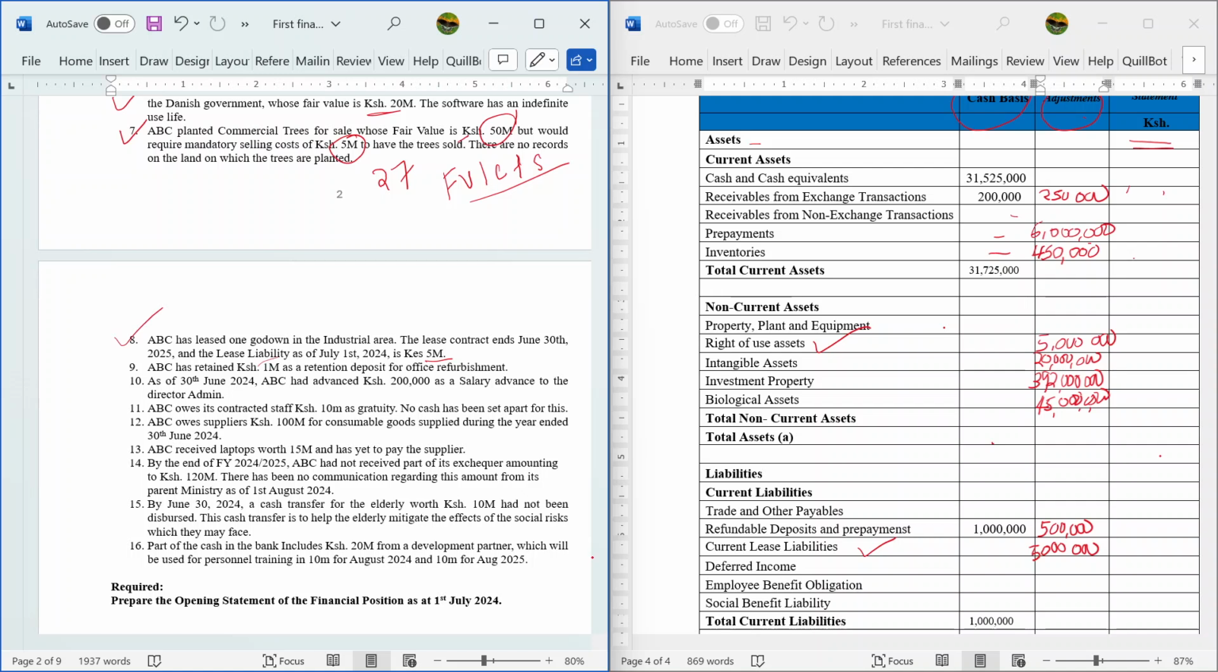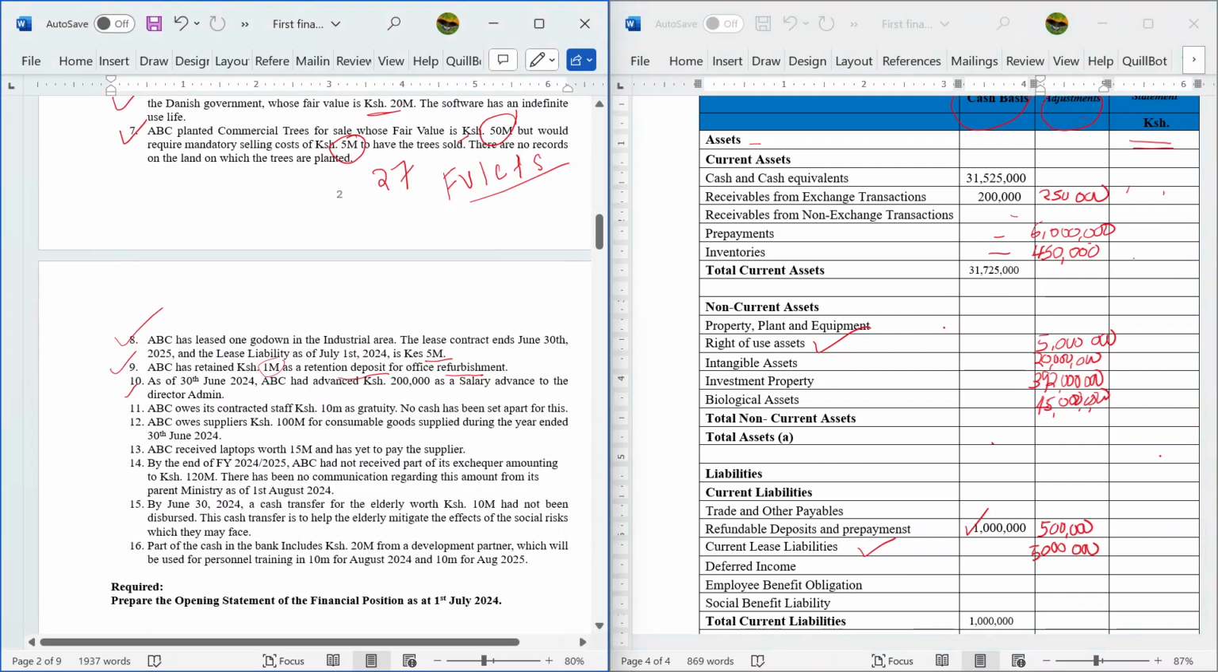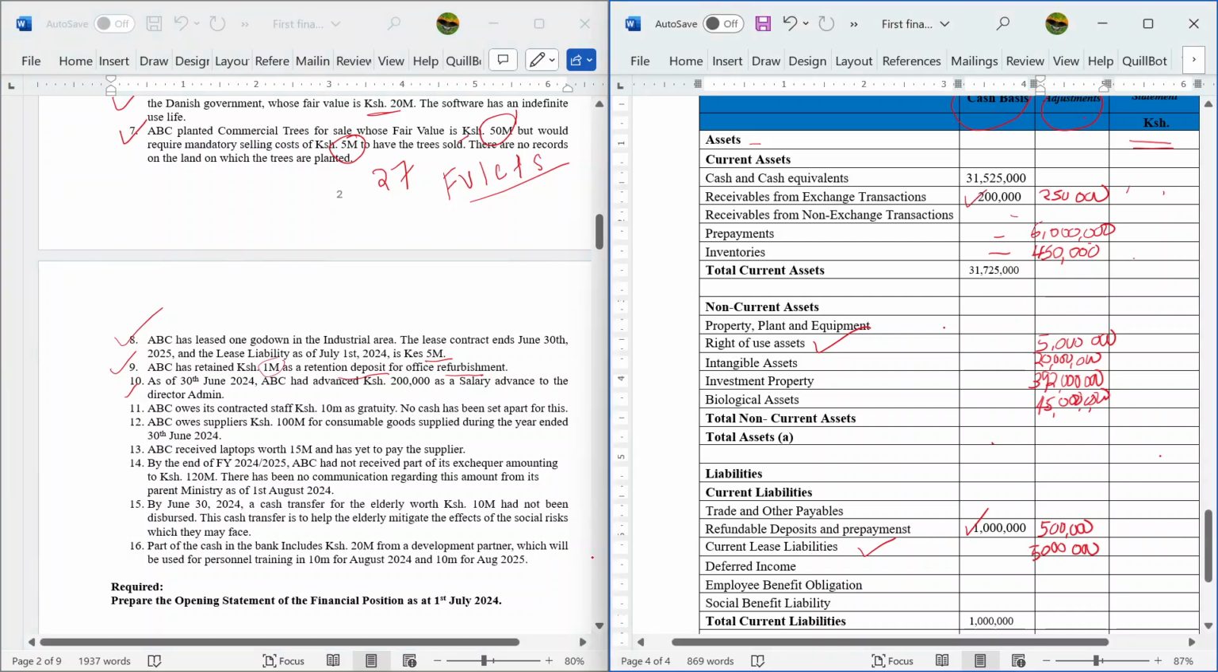ABC has retained 1 million as retention deposit for office refurbishment. So if you look at our cash basis statement, already we have captured that 1 million retention. The assumption is you have already captured that. And then number 10, as of 30th June 2024, ABC had advanced Kenyan shillings 200,000. Again, receivable from exchange, we have already covered that under the cash basis. So if the information is accurate, we won't change.